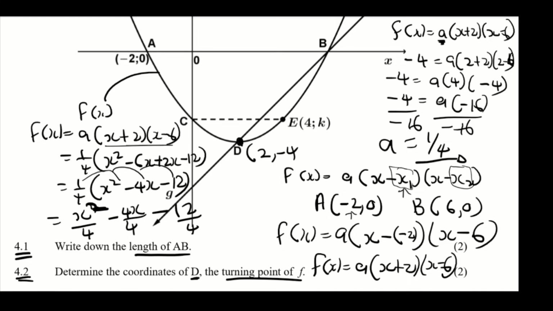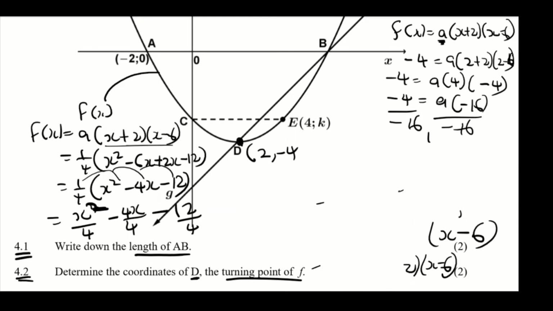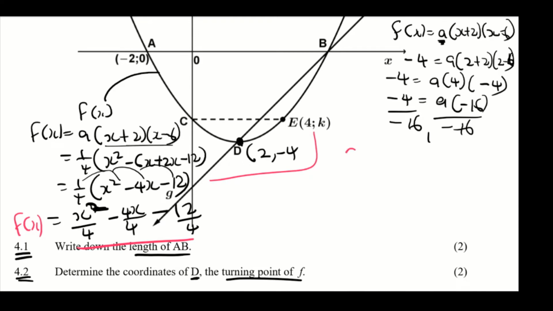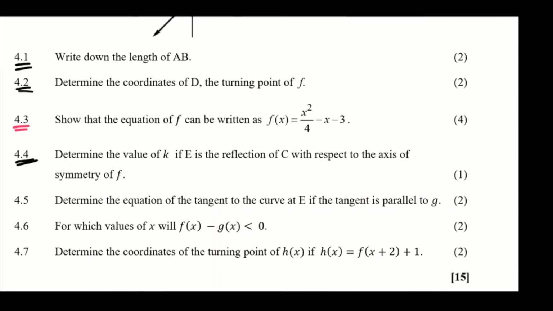So the solution would be the following. I'm just going to write it here. So now we're having this expression here, which is f of x. So the solution for this would be f of x is equals to x to the power of 2 over 4 minus x minus 3. So this is the solution of f of x. So now we're going to do 4.4.